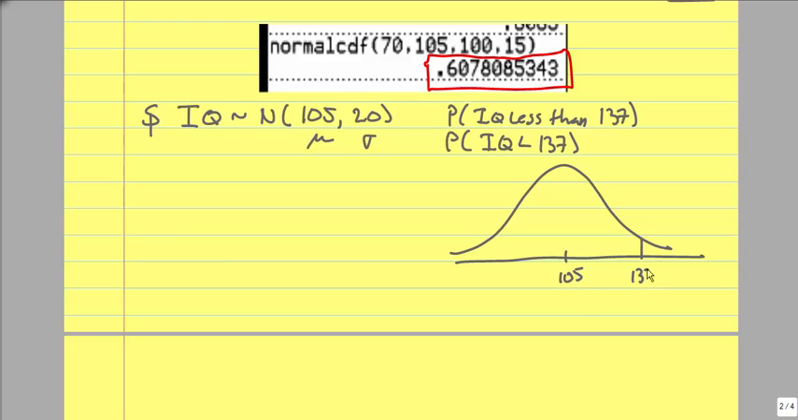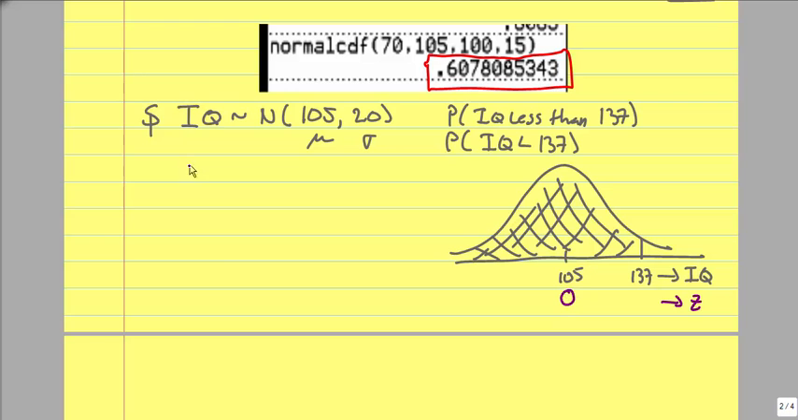137 is somewhere way up here to the right, and I want less than. So it's all of this area. This is a large area. So this is my IQ scale. This will be my standardized scale. Now remember, the mean will always standardize to 0.